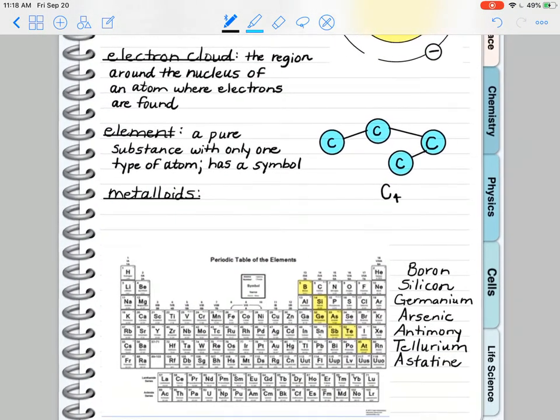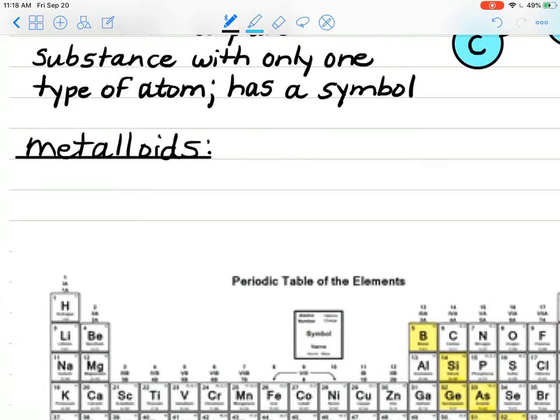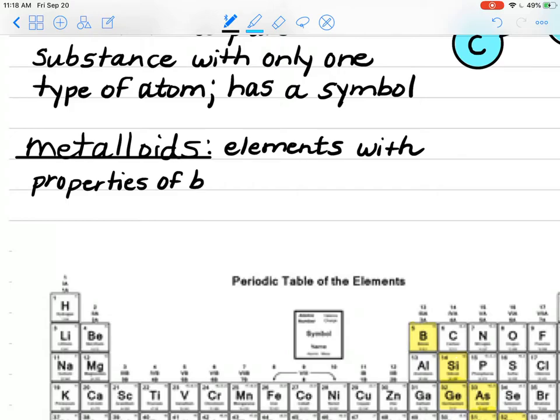Metalloids. And I've shown you a picture of metalloids, but let me give you the definition first, and then we'll talk about that complicated picture. Metalloids are elements, so they're pure substances with properties of both metals and nonmetals. So they have properties, in some ways they're like metals, and in some ways they're like the nonmetals.